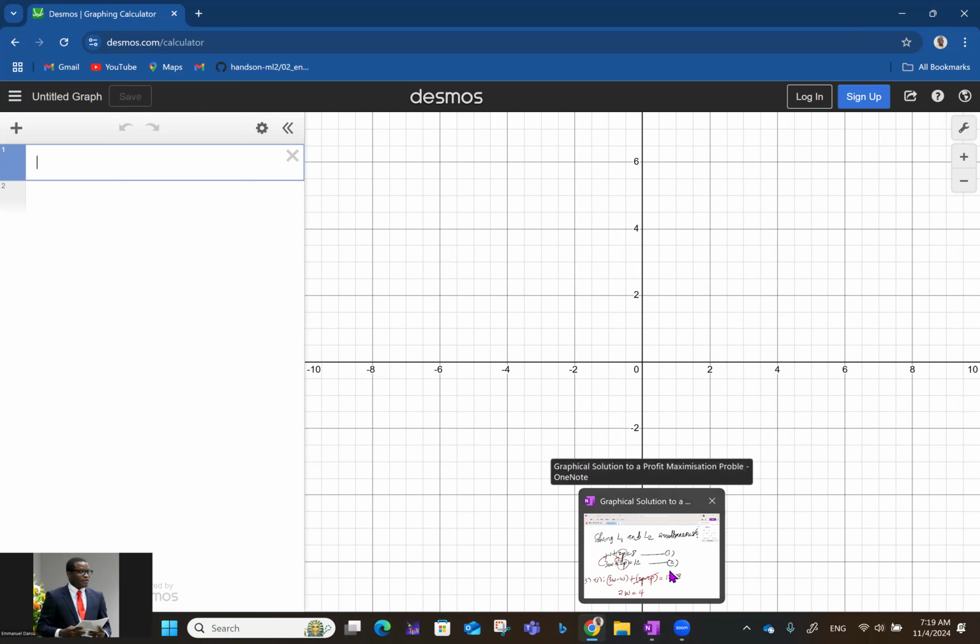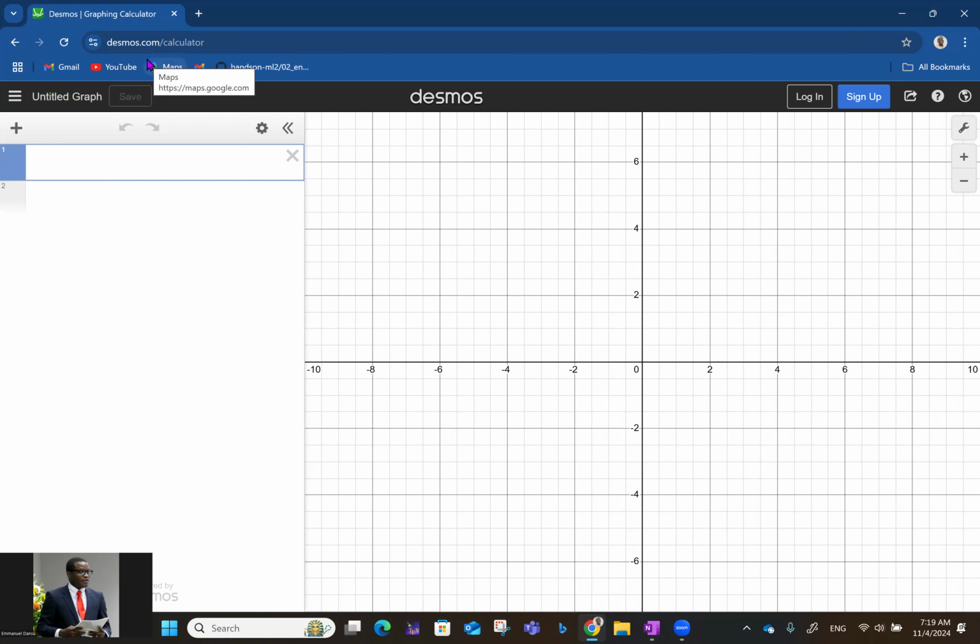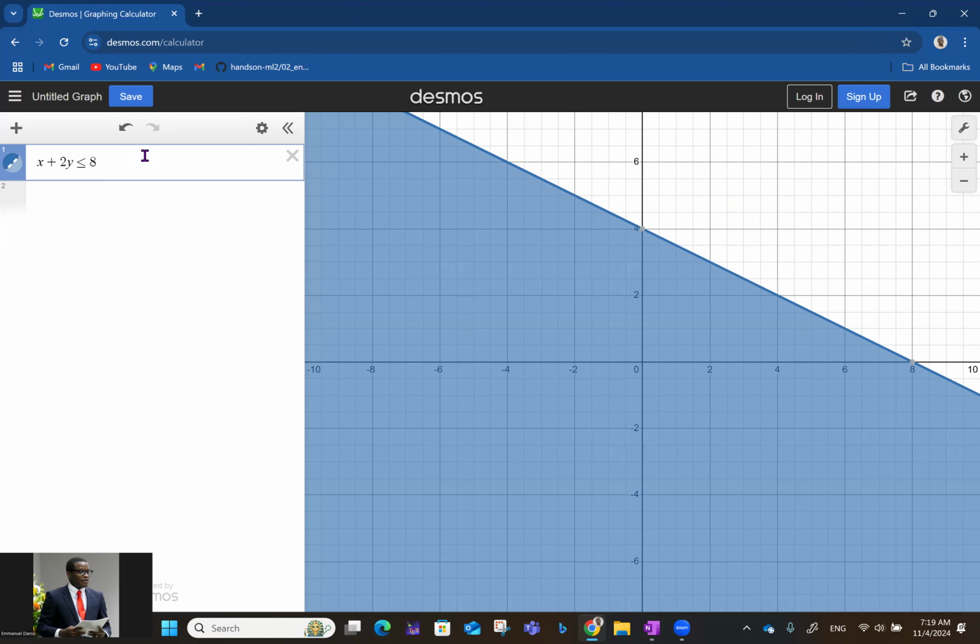So you look at your constraint, W plus 2p equals 8. You are going to use the inequality this time. But you can't use w here, so you can say x plus 2y is less than or equal to 8. Now you can see it as shaded, just like the shading I did the other time. W plus 2y is less than or equal to 8.